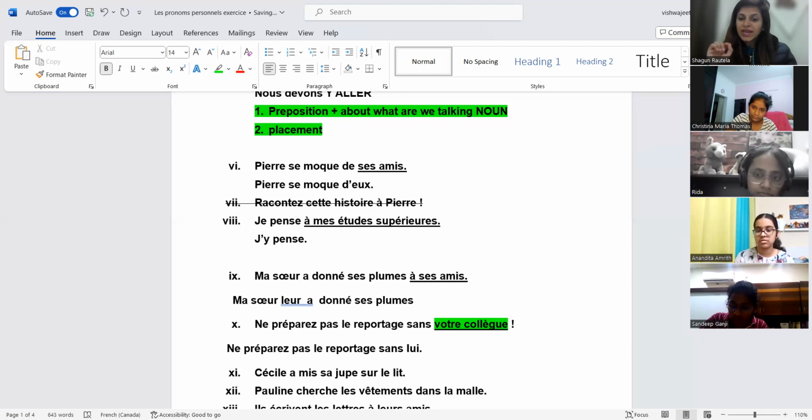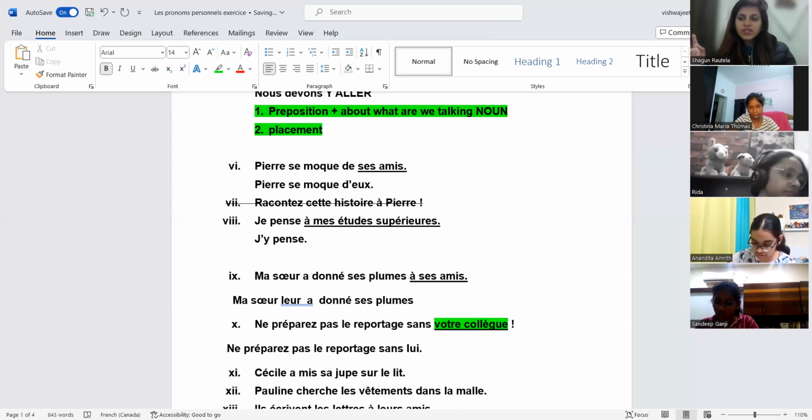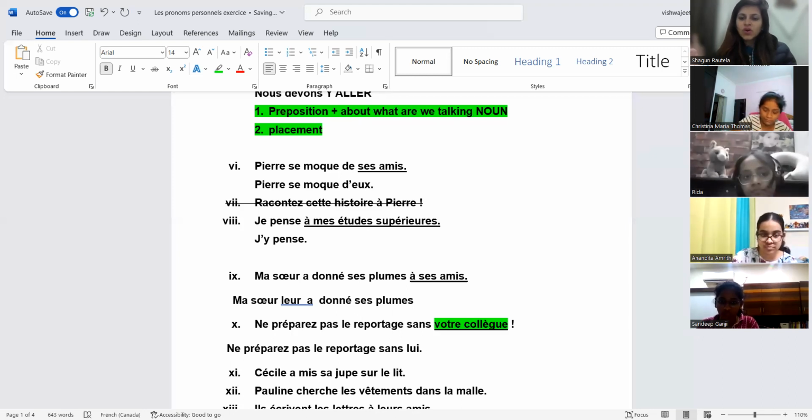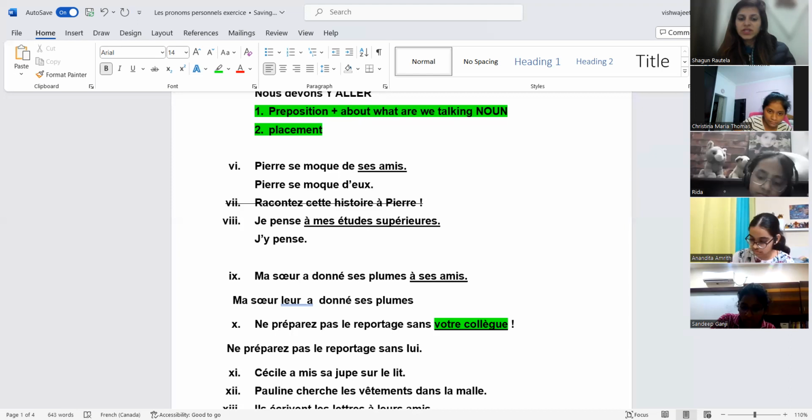And one more thing, this word collègue is an exception. It already ends with an E, but you have to treat this word as masculine. So remember that you can't write sans elle, sans lui. This collègue is already ending with an E. That reminds me, I'll send you that page with the exceptions. Okay, I'll do it.